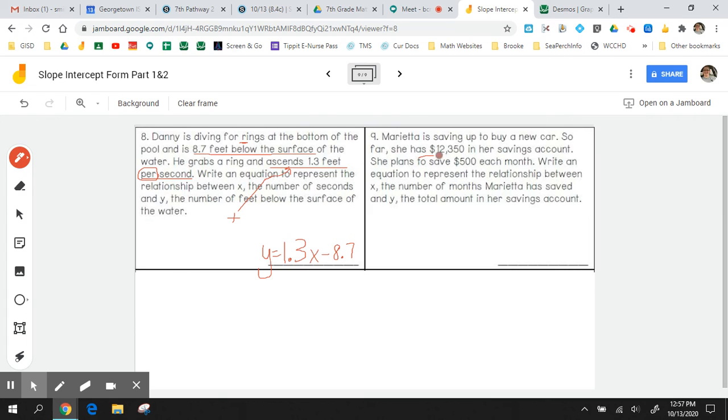All right, it says though, keywords, she has this already in her savings account. And then here's our plans to save $500 each month. Each is your keyword. I'm going to write my equation. You have 500x plus what she already has in her bank account. I am not going to write the comma, because sometimes people think a comma is like a period or a decimal point and they stop writing, or they think it's $12 and 350 cents, something like that, right?